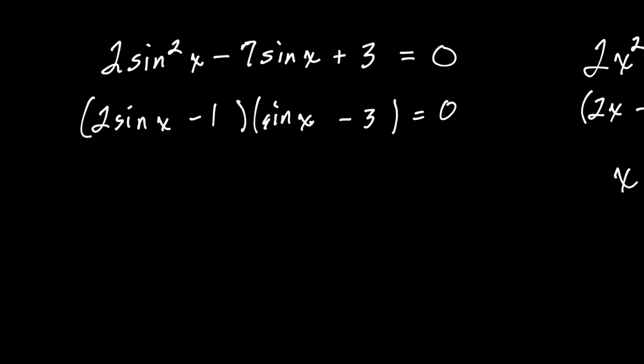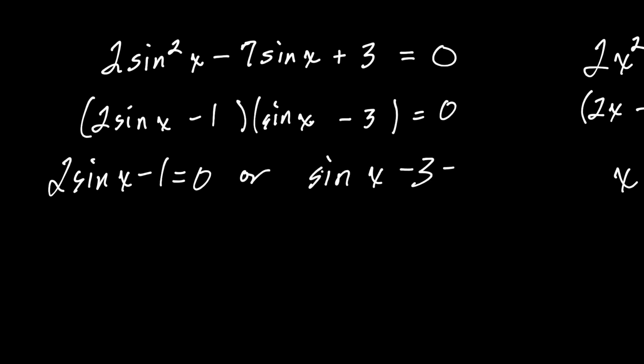So same as before, if this times that equals 0, either this is 0 or that is 0. So let's set that up. 2 sine x minus 1 equals 0, or sine x minus 3 equals 0. I'm going to do the one on this side first because it's kind of easy. When I add 3 on both sides, I get the sine of x is equal to 3.